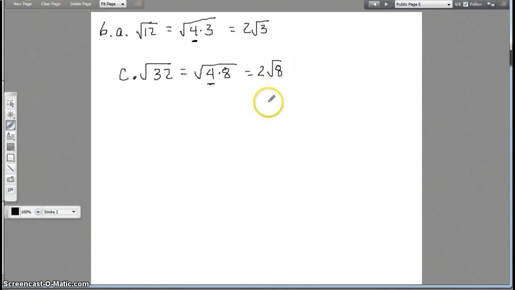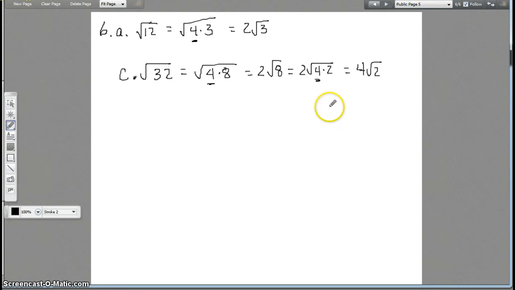But 8 has a square factor also. 8 can be factored into 4 times 2. So I need to take this 4 out of the square root. When I take the 4 out, it's going to become a 2. So 2 times 2 is 4, and I have 4 times the square root of 2.